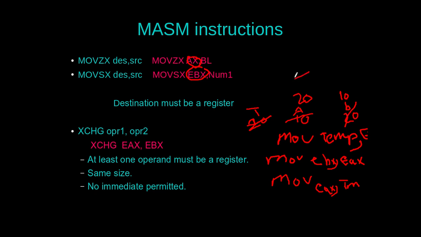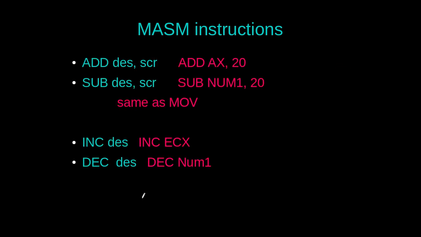Size has to be the same, so I can't exchange EAX and BX. At least one operand must be a register. I can't have two memory operands. I can't have a constant. No immediate is permitted.